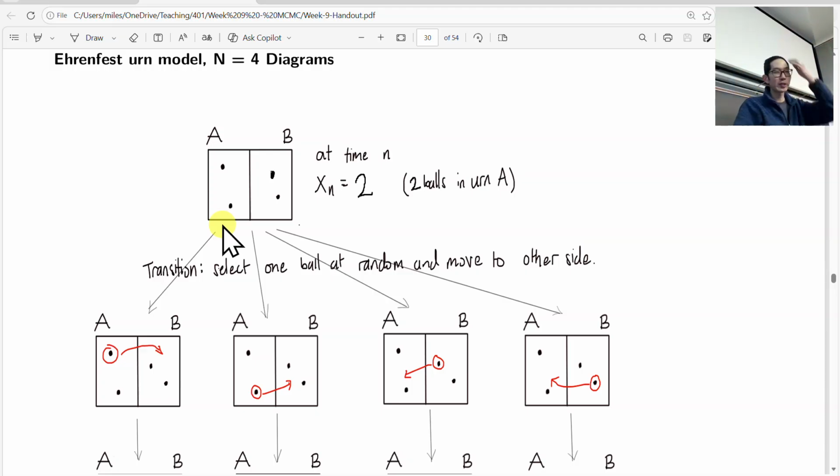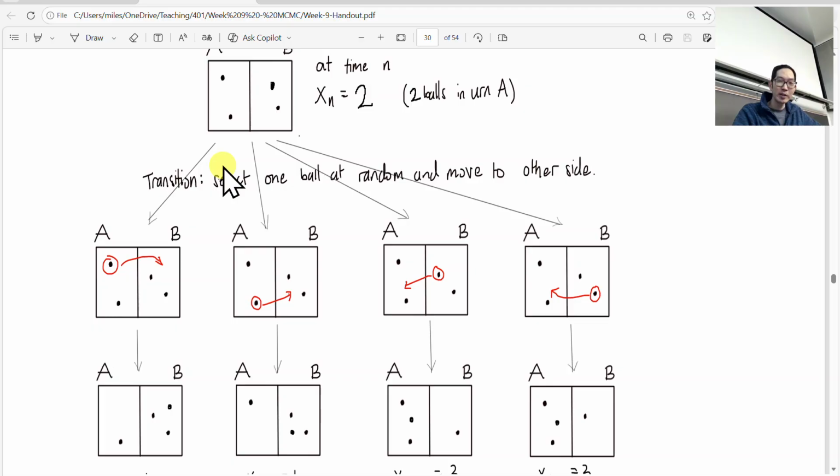Okay, so we have 4 possible molecules that we could select, or 4 possible balls that we could select. So if I select this top left one, what happens? I take this and I move it over to here. So the resulting state looks like this.